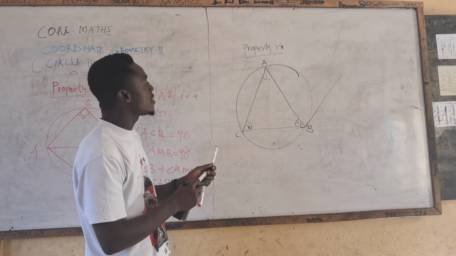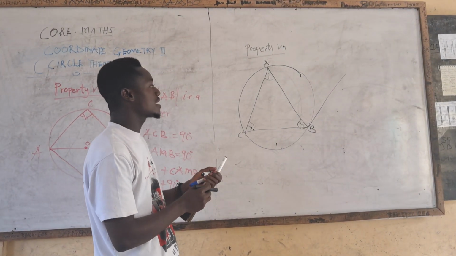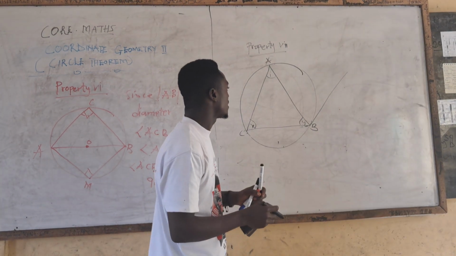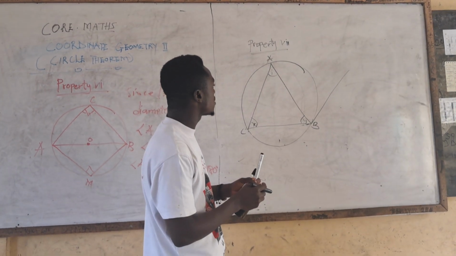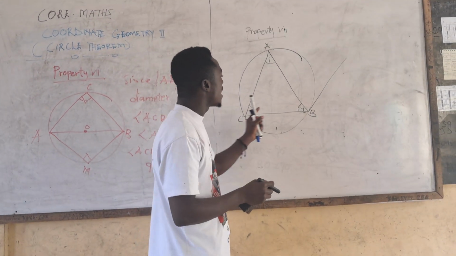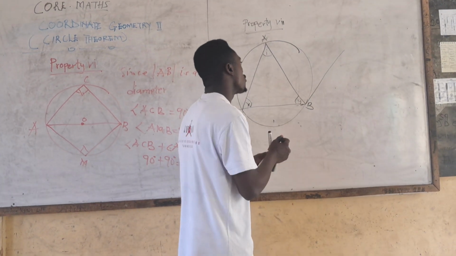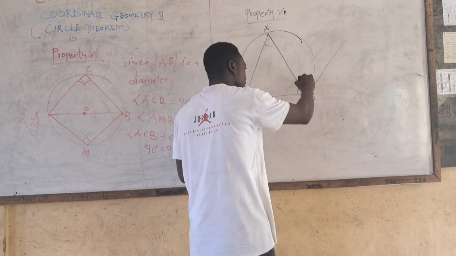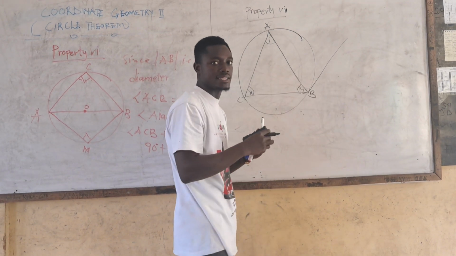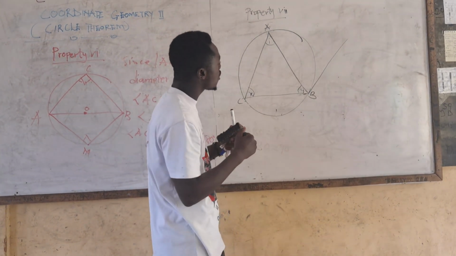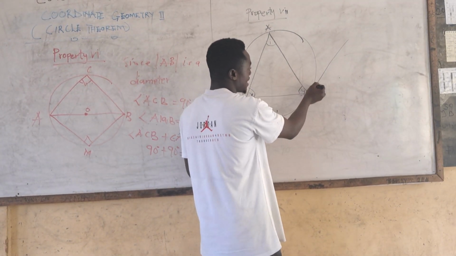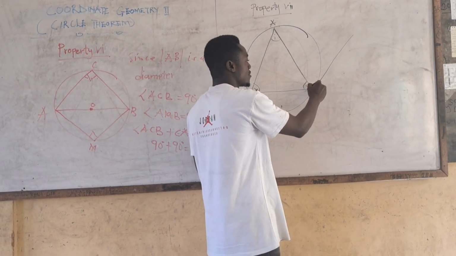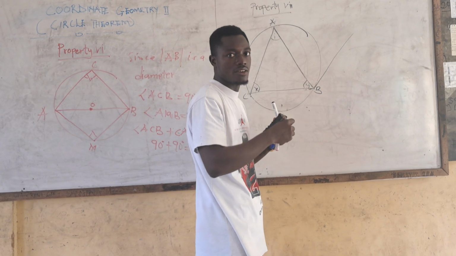What does this property say? It says the angle a chord and a tangent sustain. A chord, as you know, this is a chord because this line does not divide the circle into two equal parts. And a tangent line, as I told you, is a line that touches the circle but does not pass through the circle.